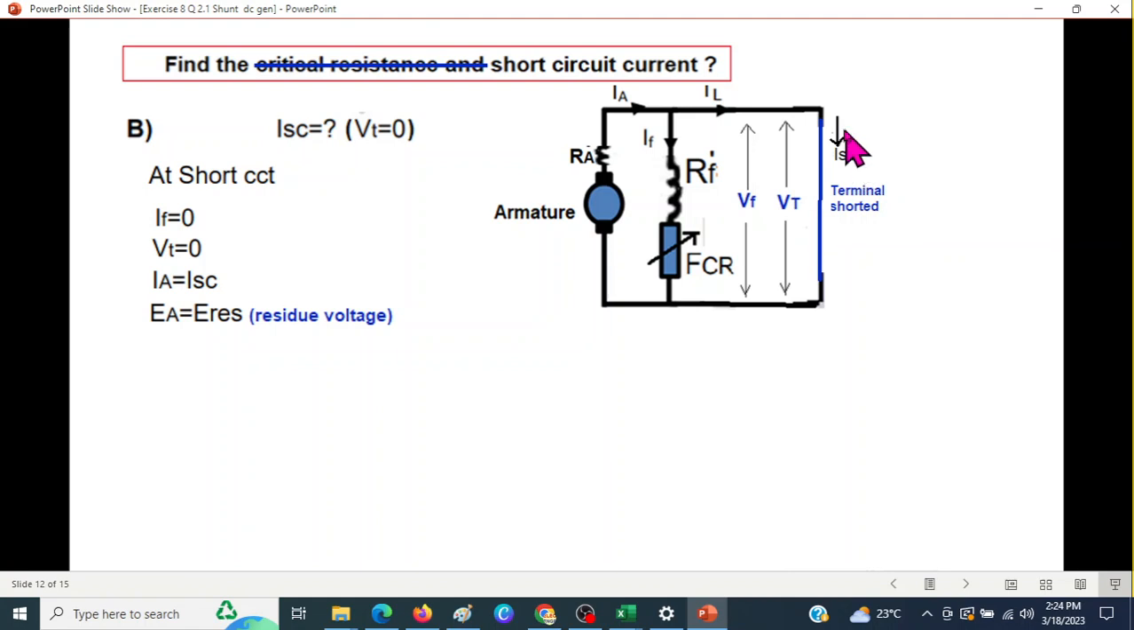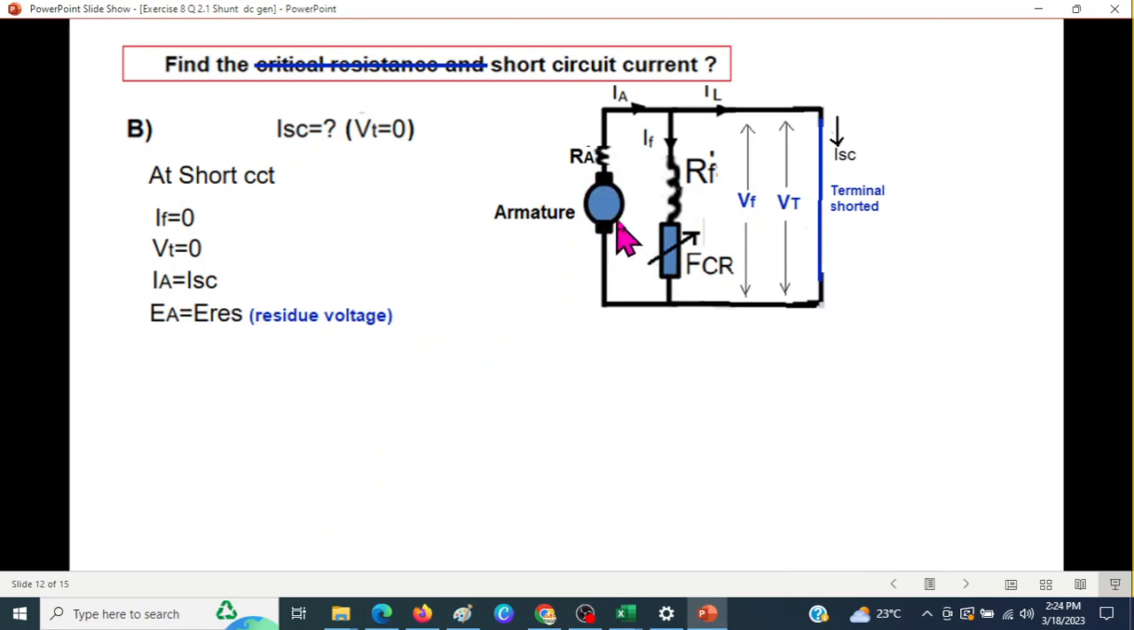So, since all current will flow through this, no current will flow through the field winding. Therefore IF will be 0, VT will be 0, and IA will be ISC. So the current through the armature will be the same as the short circuit current. And then EA, the voltage here, will be the residue voltage, since no current is flowing through the field winding, so this will not generate any voltage.